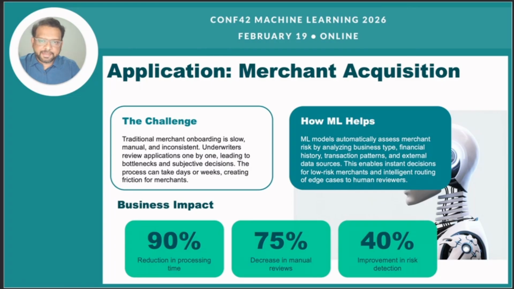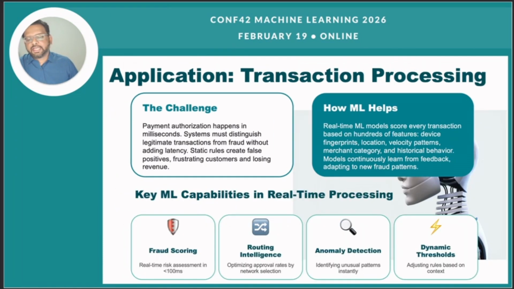But it's not just about speed and accuracy. Machine learning enables consistent decision making at scale, creating a better user experience for merchants while maintaining appropriate risk controls. Now let's move on to the transaction processing life stage of payment systems. The demands are even more extreme, I would say.